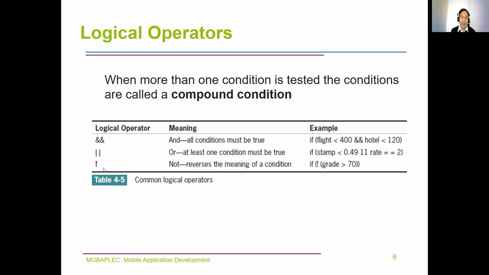Then NOT, meaning the exclamation point in programming, is the reverse of the truth. Of course, false, or any value that's reversed. So that's the meaning of the set conditions. For example, if not grade is greater than 70, so that's NOT. So that's how compound conditions work. Clear? Okay.